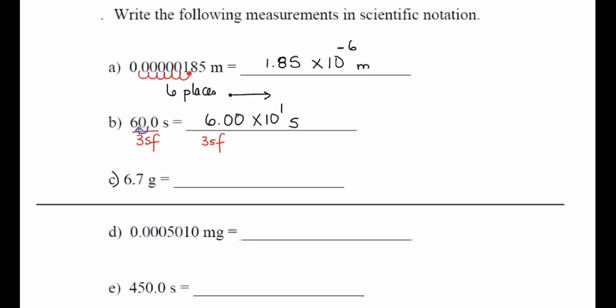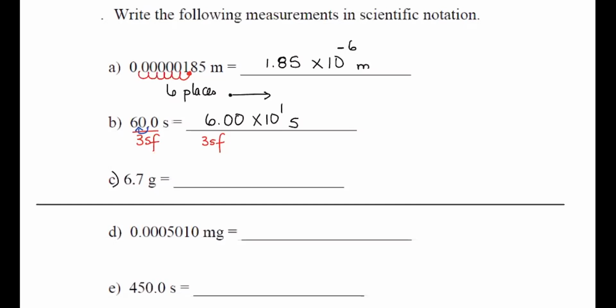Let's look at letter C. In letter C, again, I have to move the decimal place so I get a value that is at least 1 but less than 10. Do I have to move that decimal place? Do I have to move it? Yes or no? Great. I'd love to see that in the chat. No, I don't have to move it.